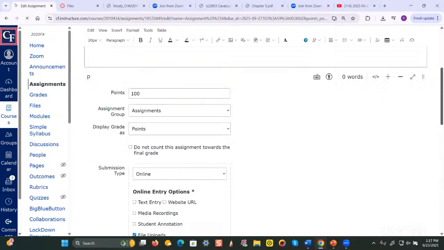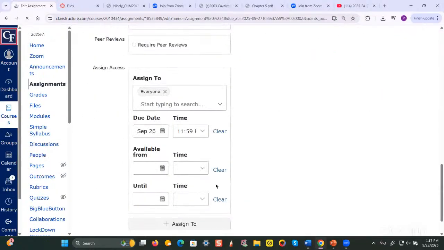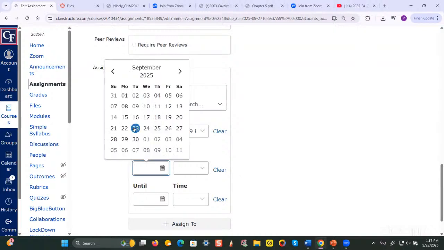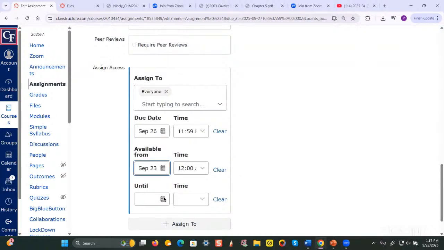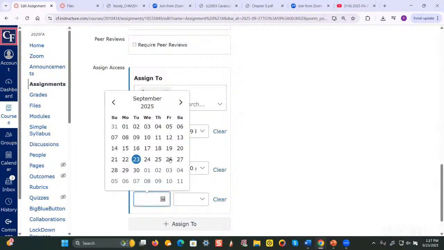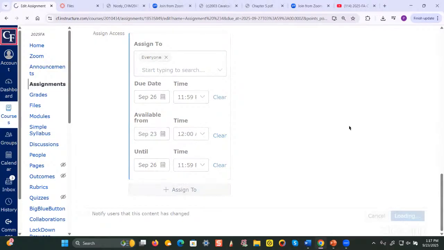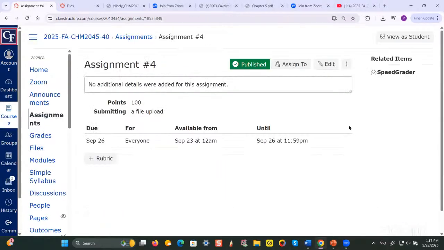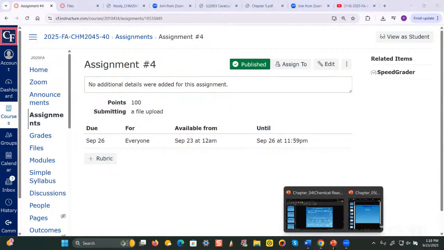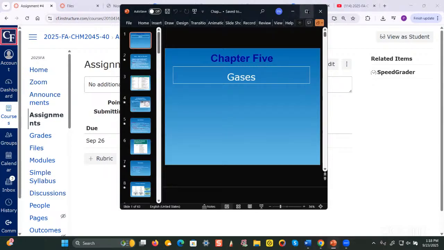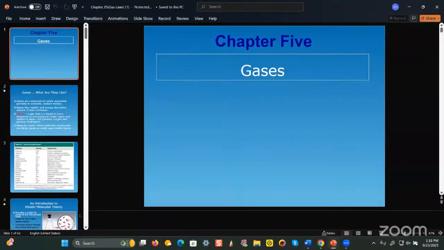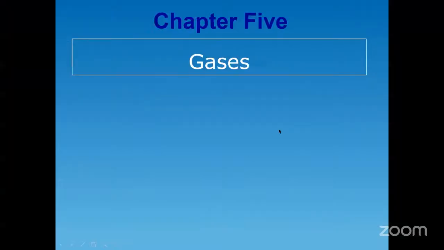So that Dropbox will be available from today until the 26th. So that is due on Friday, all right? As promised, I'm going to now move on to the next chapter, which deals with gases. Again, a lot of this will be review, so I'll be going through it rather quickly.